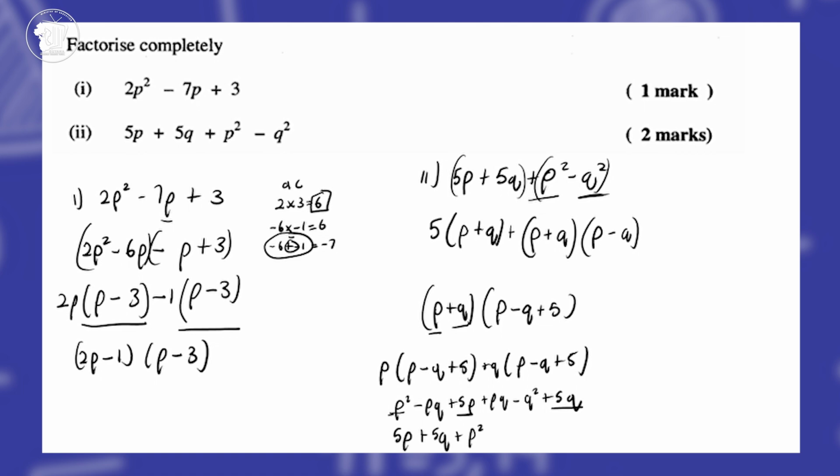So we'll have 5P, which is this, plus 5Q, which is this, plus P squared, which is this, minus Q squared, which is this, and I have minus PQ plus PQ, and then this will cancel out and be 0. So I know this will cancel out and be 0, so this will go, and I have exactly what I have at the top here, so that means I did factorize correctly.